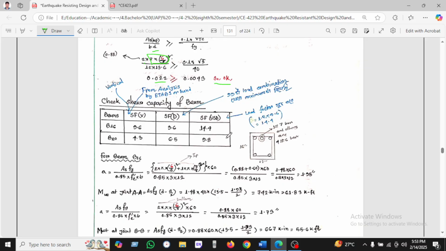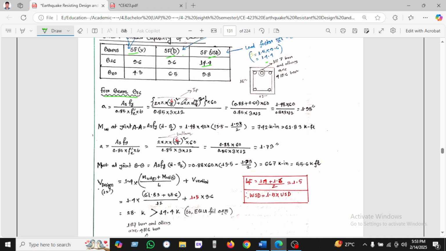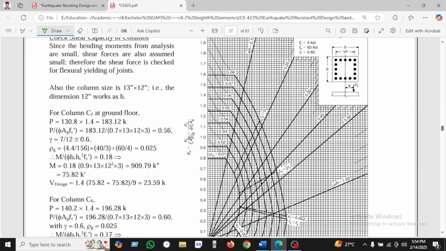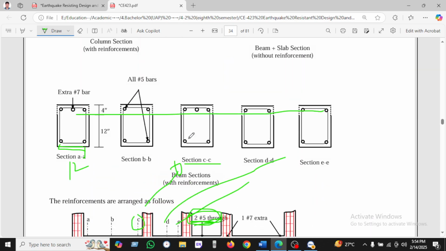We have seen here the loss of the shear capacity found. FD is a vertical from analysis by ETABS or hand calculation, and FD we have used 33 or 29 or 77 or 78 from load combination. And this is the load factor we have found, which is 1.2. 5 is 9.6, is 14.4. For beam B1, B60, B60 means, let's see here.